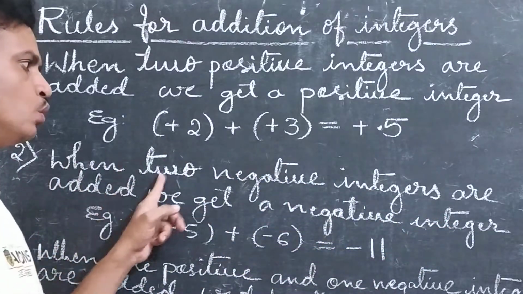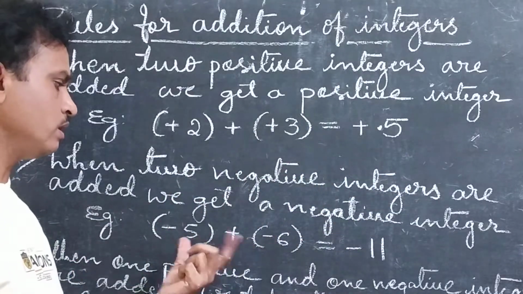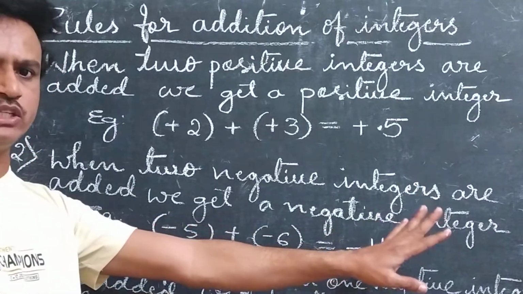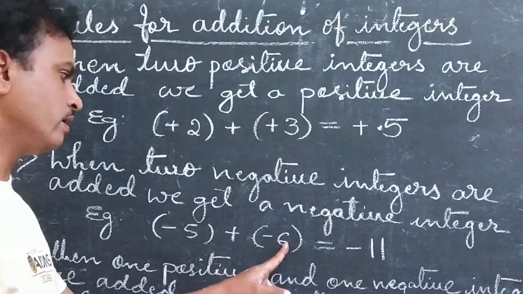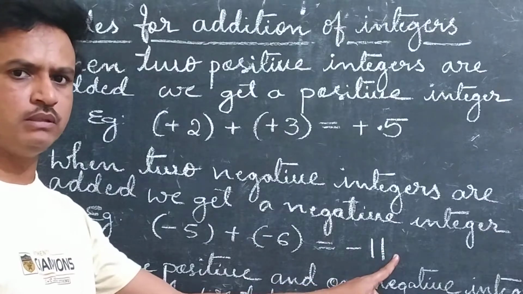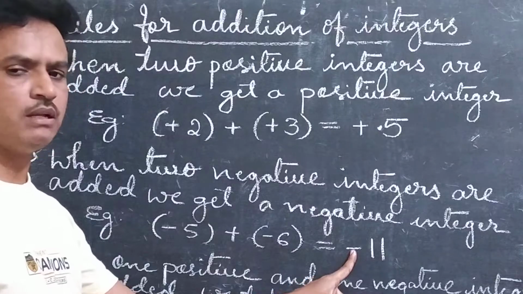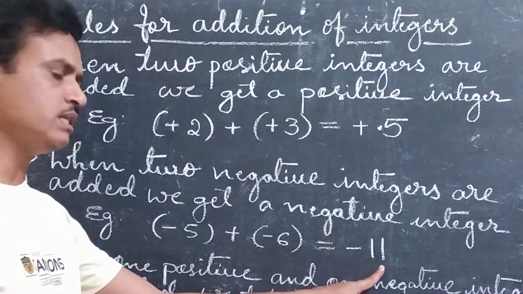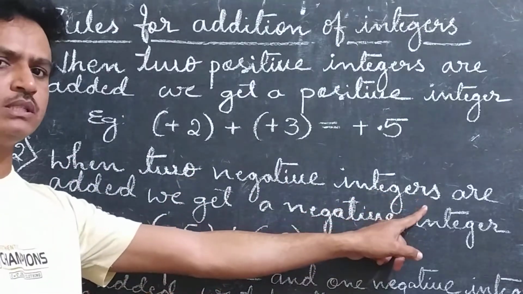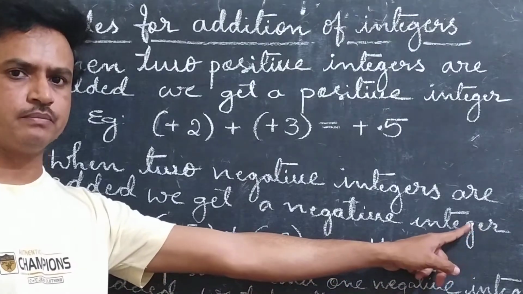According to this point, two negative integers are added. For example, when two negative integers are added, we get a negative integer. So first we add these two numbers, 5 plus 6 is 11. When both are negative, keep the minus sign and add: 5 plus 6 is 11. So when two negative integers are added, we get a negative integer.